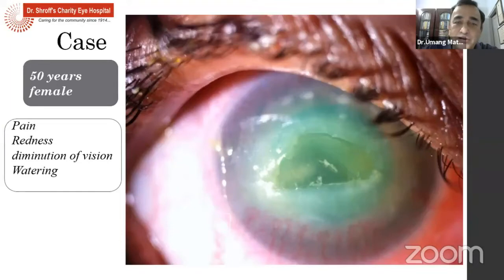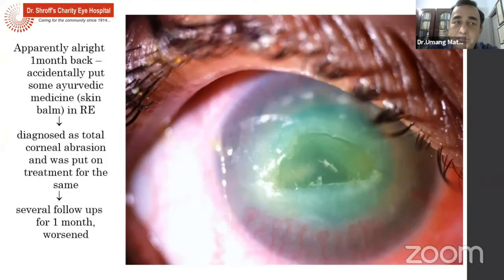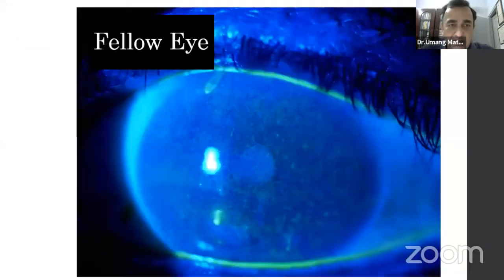This was a 50-year-old female presented with pain, redness, watering. Apparently was all right a month back, accidentally put some Ayurvedic balm in her eye and was getting treated as a bacterial ulcer with a lot of drops with no relief. And this is how she presented, with an epithelial defect and thinning and vascularization. What are we dealing with?